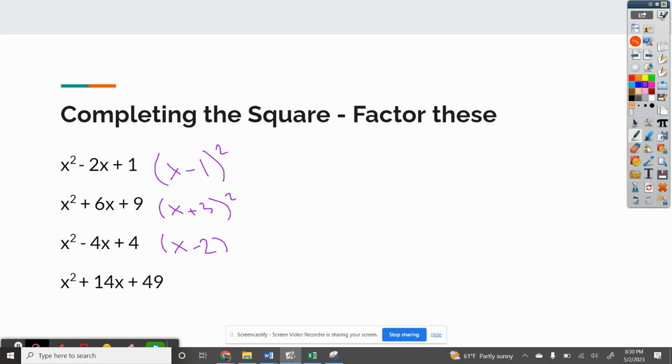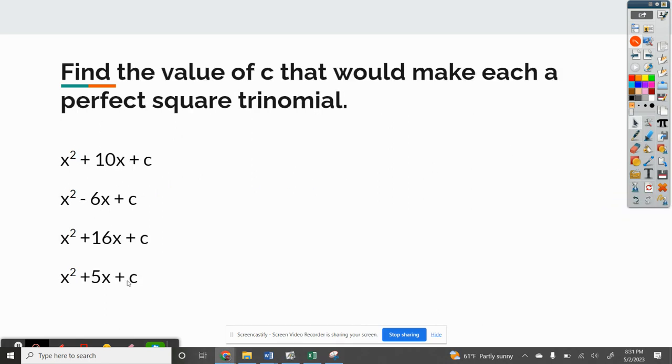All right, so again, these are called perfect square trinomials, and it just means that you have the same factor twice. And to do the completing the square method, you have to write them like this. You have to write the factor with a squared after it.